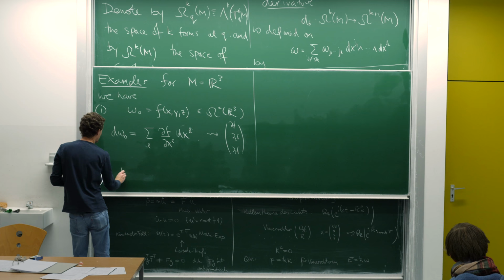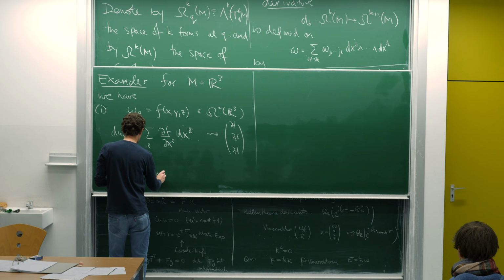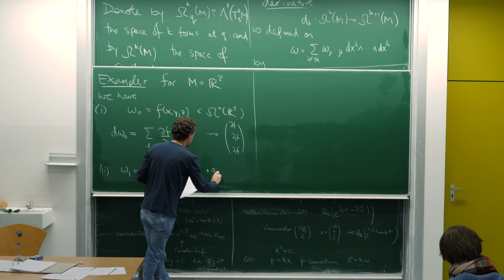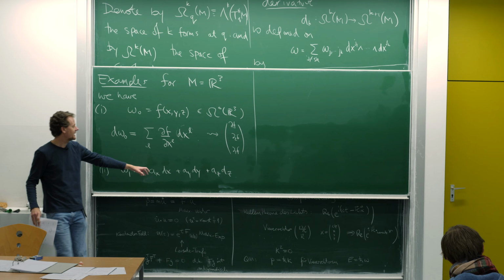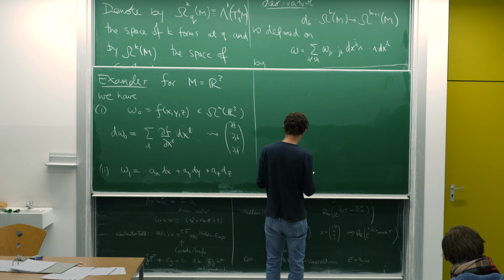Let's suppose we have a one form. A one form is a linear combination of these three coordinate forms. Let's work out the exterior derivative of that. This is kind of like a vector, kind of. It's a covector. It's specified by three functions, ax, ay, az. Let's work out d omega 1. And this is a bit more complicated.